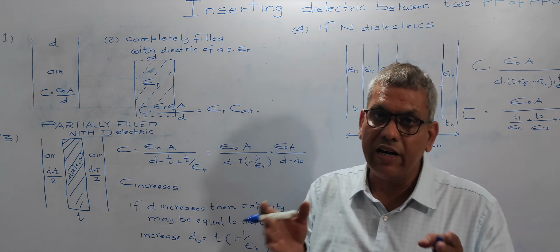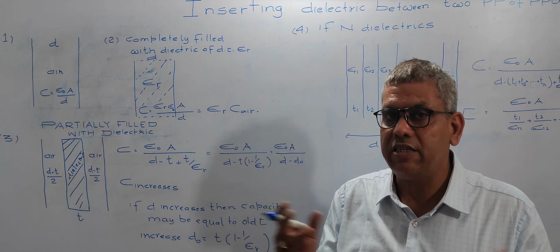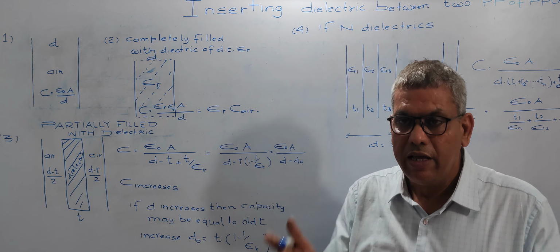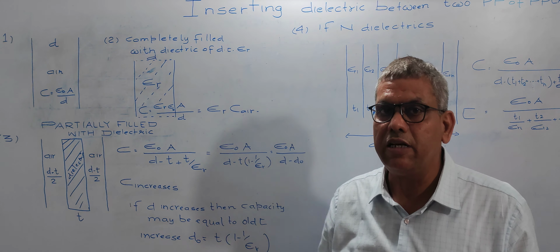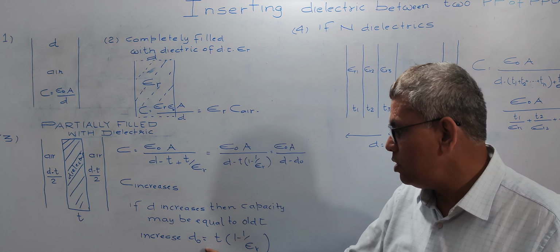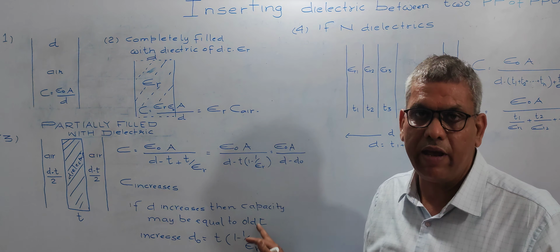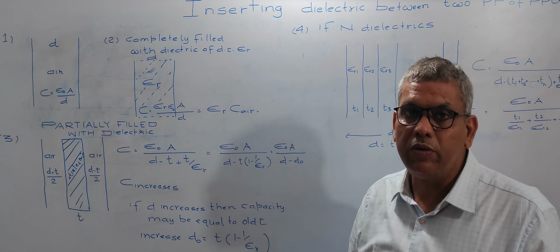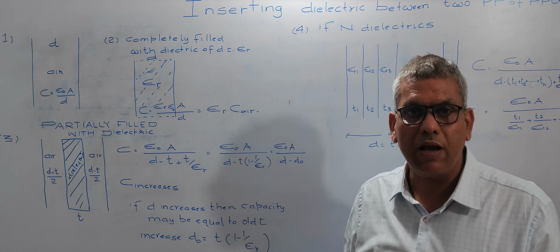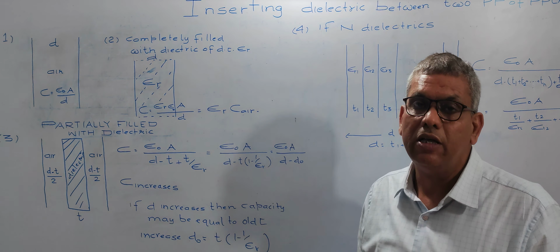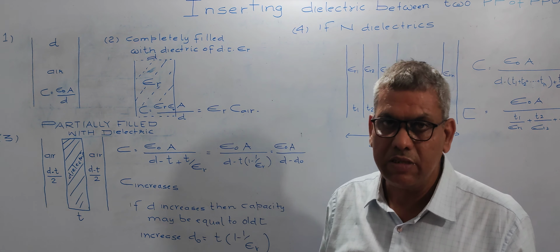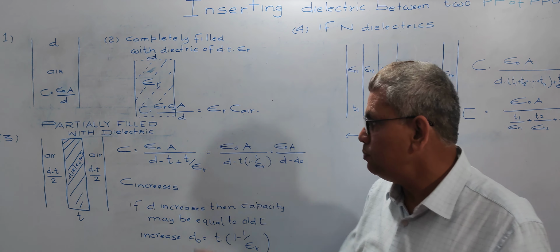Now if a dielectric is placed and we want to maintain the same capacitance as the previous one, then the two plates' separation is increased by D0. What is D0? D0 is nothing but T into 1 minus 1 by epsilon r. Now if the distance between the two parallel plates of the capacitor is increased by D0, then we will observe the capacitance remains the same, which was the previous one.